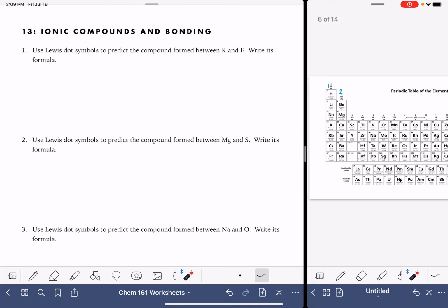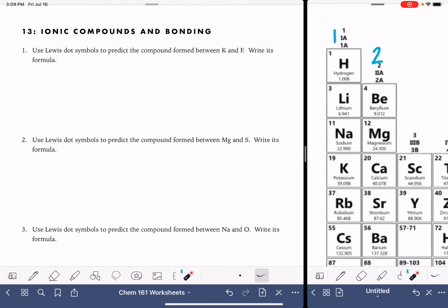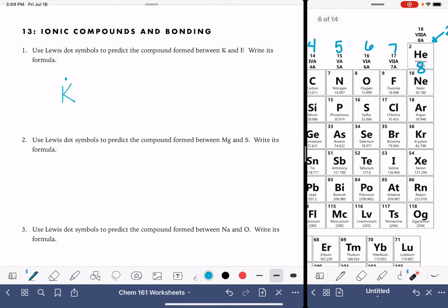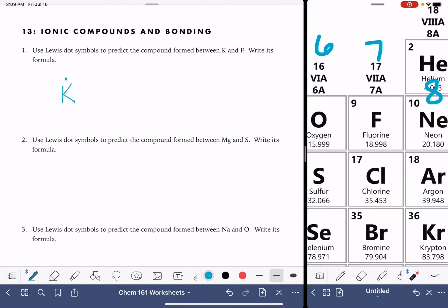To do that, we're going to begin by drawing the Lewis dot symbols of each. Potassium is in the first column on the periodic table, which means in its Lewis dot symbol, it just has one electron, one valence electron. And fluorine is in the 7th column on the periodic table, which means its Lewis dot symbol has 7 dots for those 7 valence electrons.